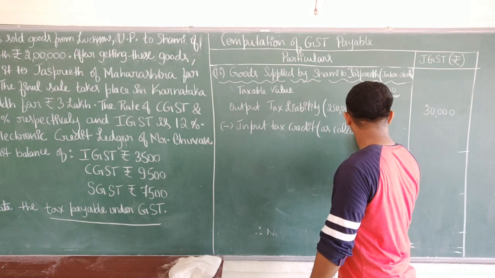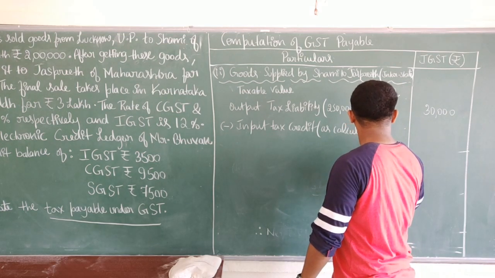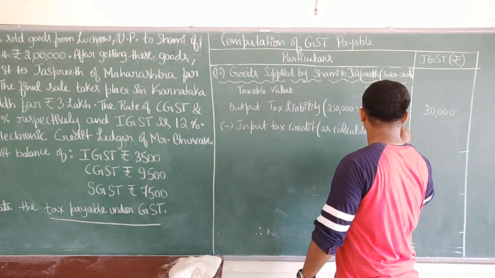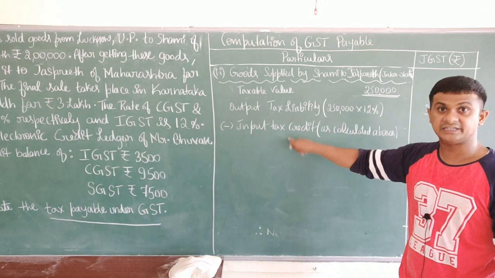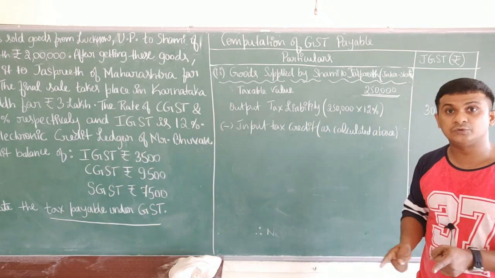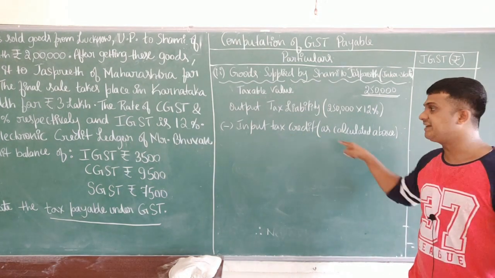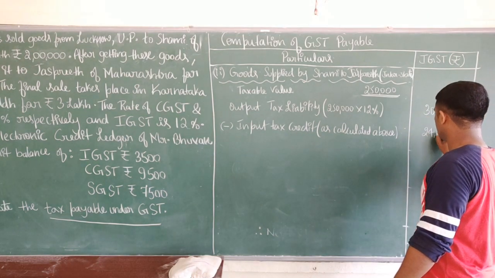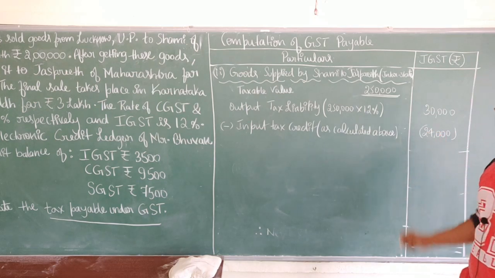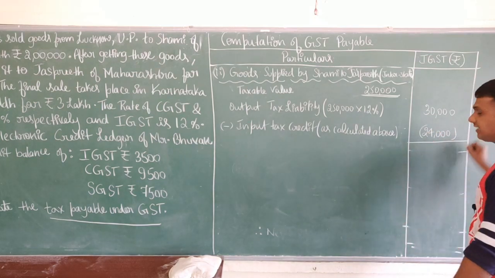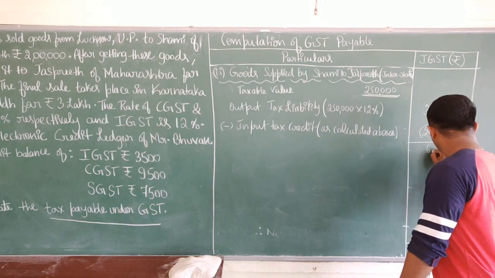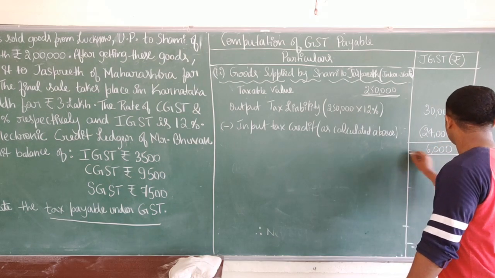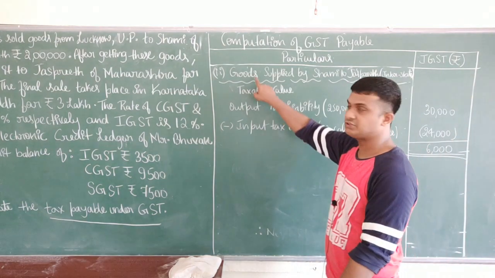So as calculated above, we have calculated that his input tax credit is 24,000. What was it? IGST tax credit, 24,000. So that I have to deduct from the output tax liability. So the remaining amount is 6,000. Who has to pay this 6,000 to the government?